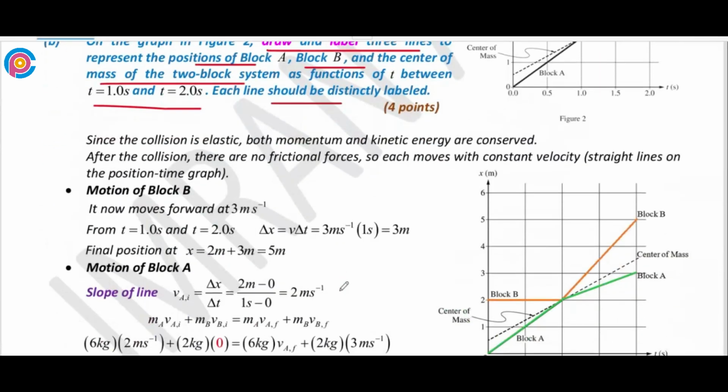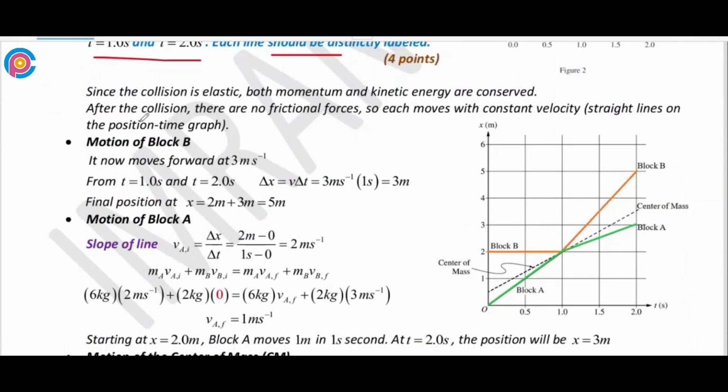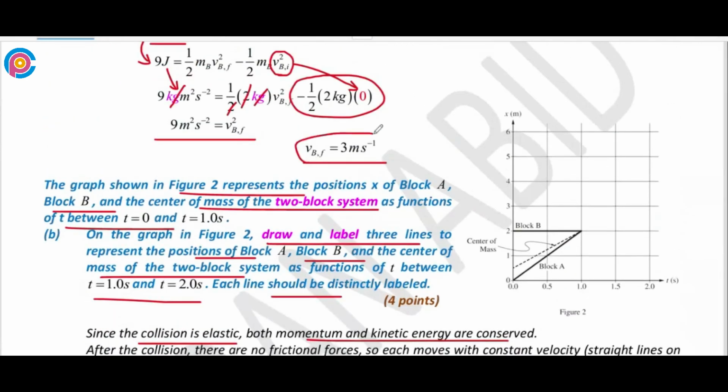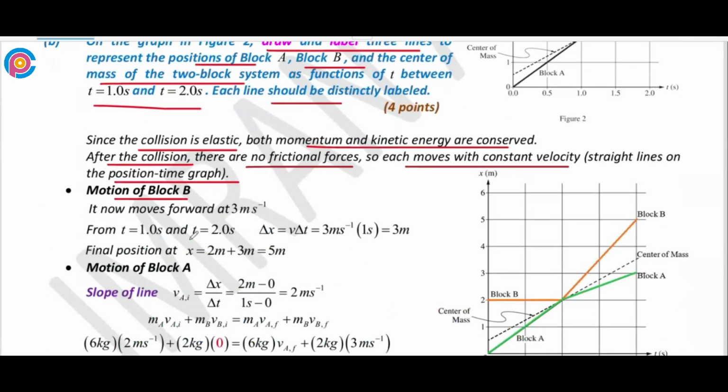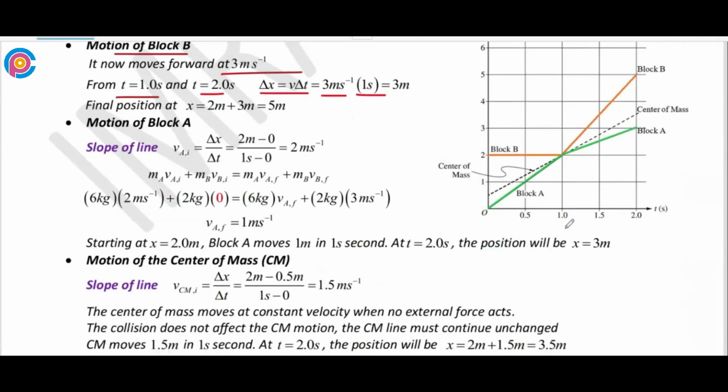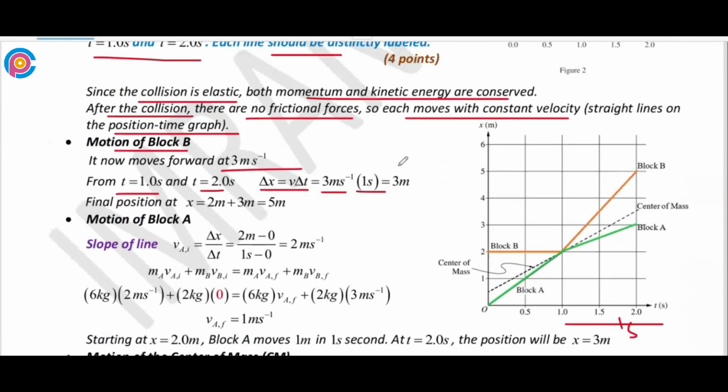Okay. First of all, we have discussed that since the collision is elastic, both momentum and kinetic energy are conserved. After the collision, there is no frictional force, so each block moves with constant velocity, giving a straight-line position graph. Motion of block B: we have found the final velocity of block B, that is 3 meters per second. From t1 to t2, the distance is delta x equals v delta t. Velocity is constant and the time interval is 1 second. So that's 3 meters.